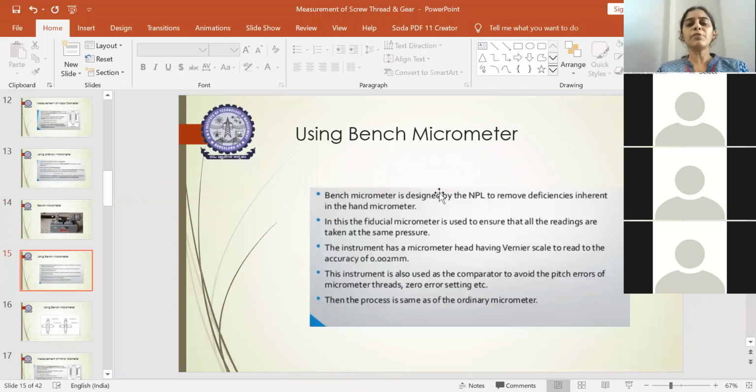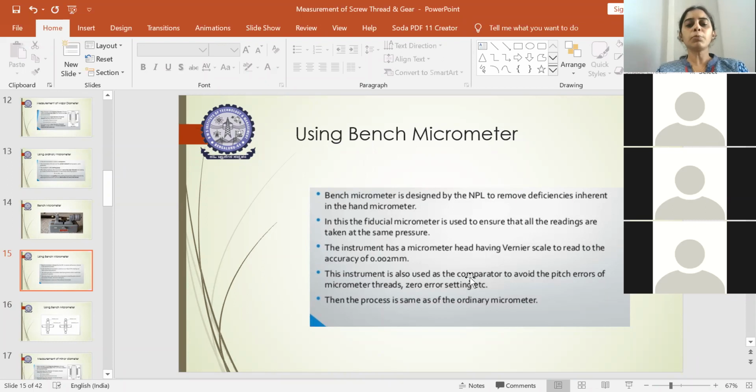So the bench micrometer was designed by a company called NPL in order to remove the deficiencies of the hand micrometer, because we were not able to get an accurate reading, so it was replaced by the bench micrometer. This instrument is capable of providing an accuracy of 0.002 mm. It can also be used as a comparator to avoid the pitch errors of the micrometer threads and also zero error setting.